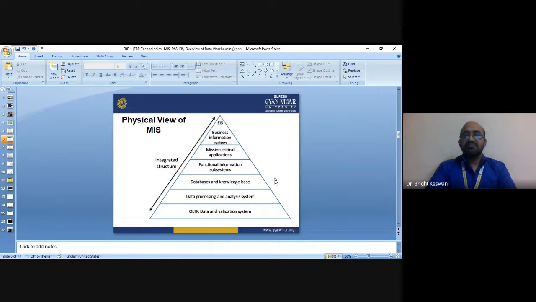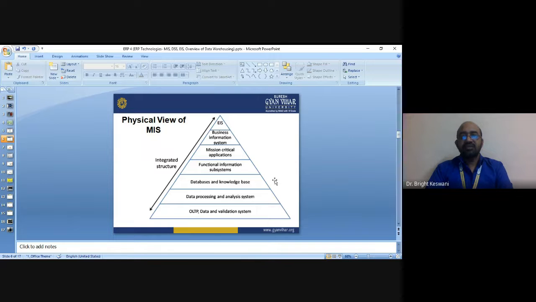As far as the physical view of MIS is concerned, the physical view of MIS can be seen as an assembly of several subsystems based on the databases in the organization, and the subsystems could be at a functional level or at a corporate level. The physical view of the MIS is shown in this figure. You can easily see the difference between the conceptual view and the physical view.